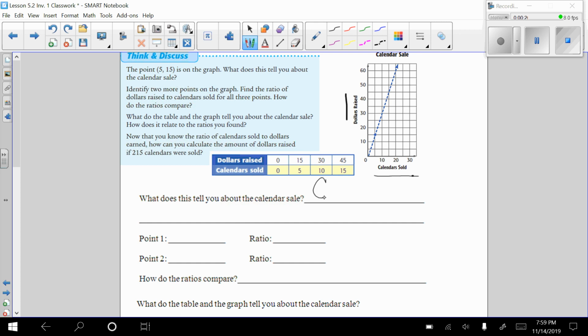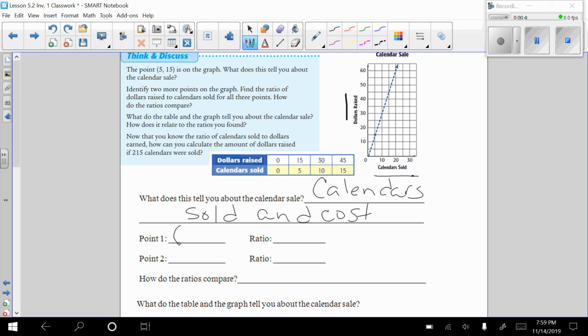So what it's really telling us is calendars sold and cost for each calendar. So now, if we look at the next question, it says, pick 2 points. Well, let's pick points. And you always want to pick a point that's in a corner. They're easier to see. One point we can see here is 5, 15.